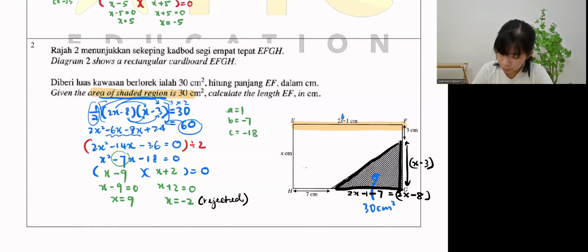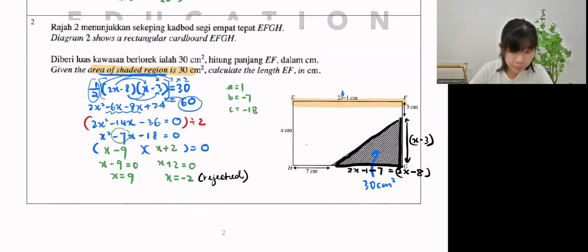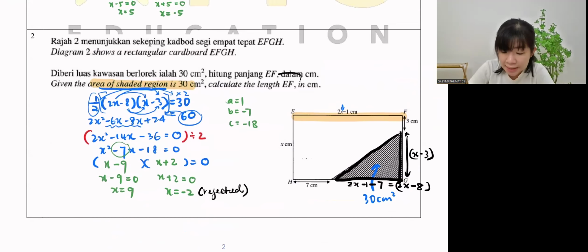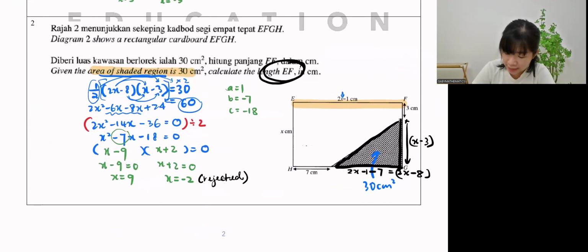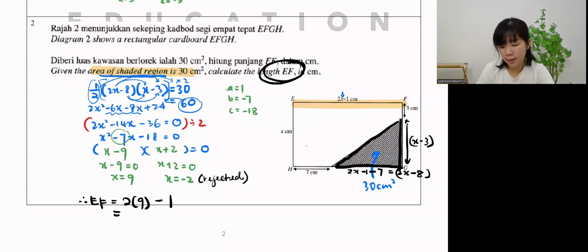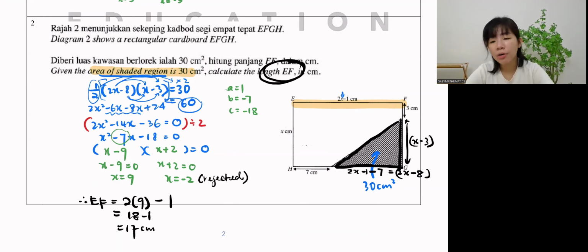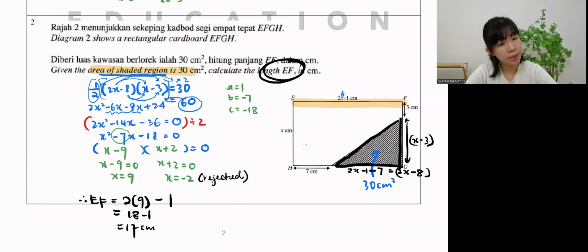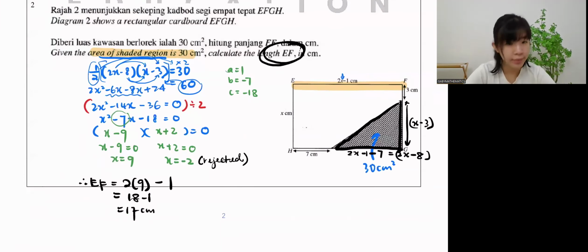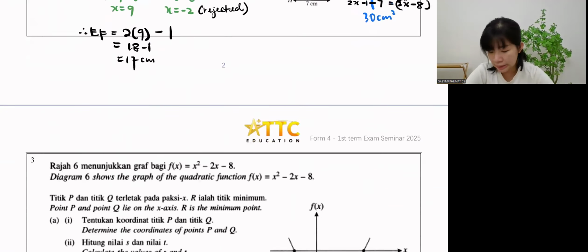Okay, is this the final step? Not yet, because the question asks EF. Finally you can find EF now. EF is 2x minus 1. So the x is 9. So the answer is 18 minus 1, which is 17 cm. All right, let's go next one. Chapter 1 is very, very important.